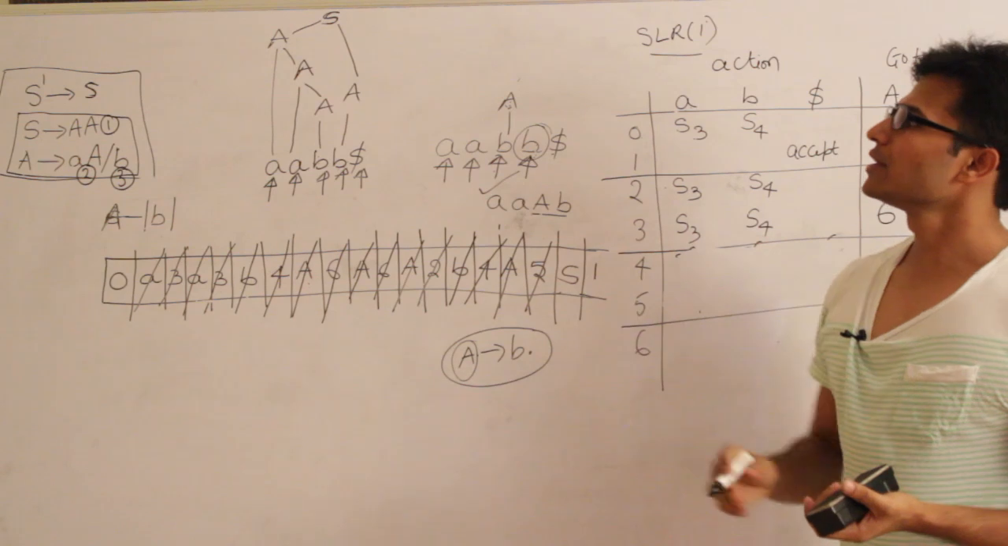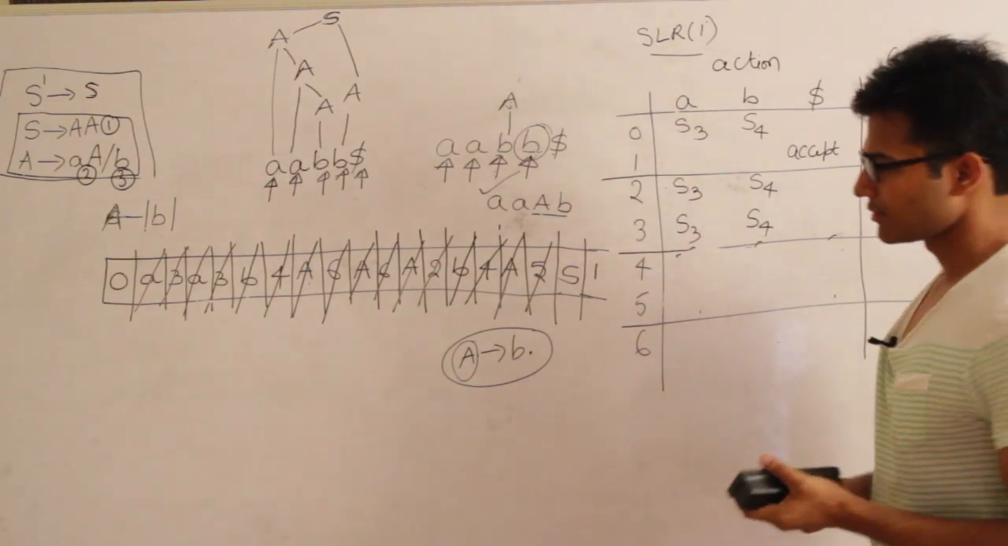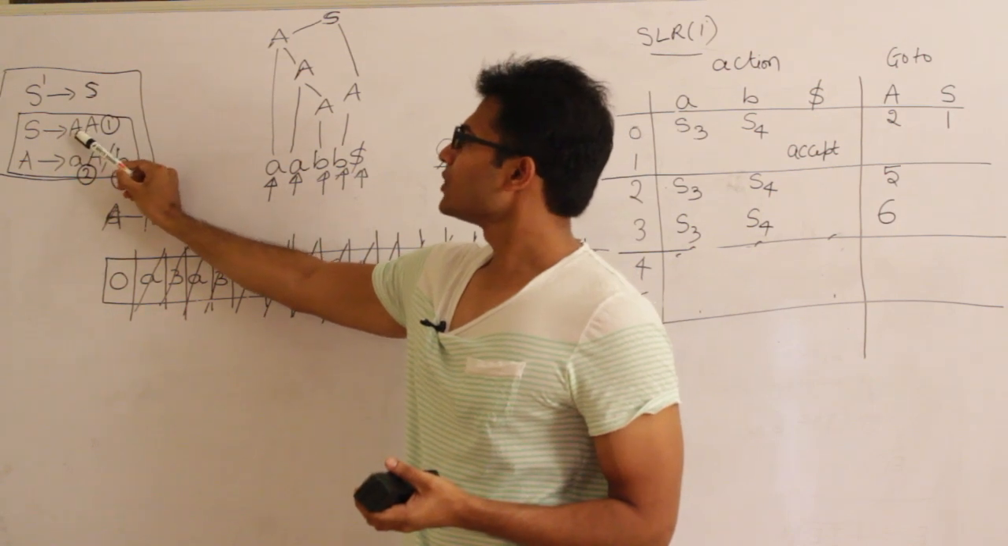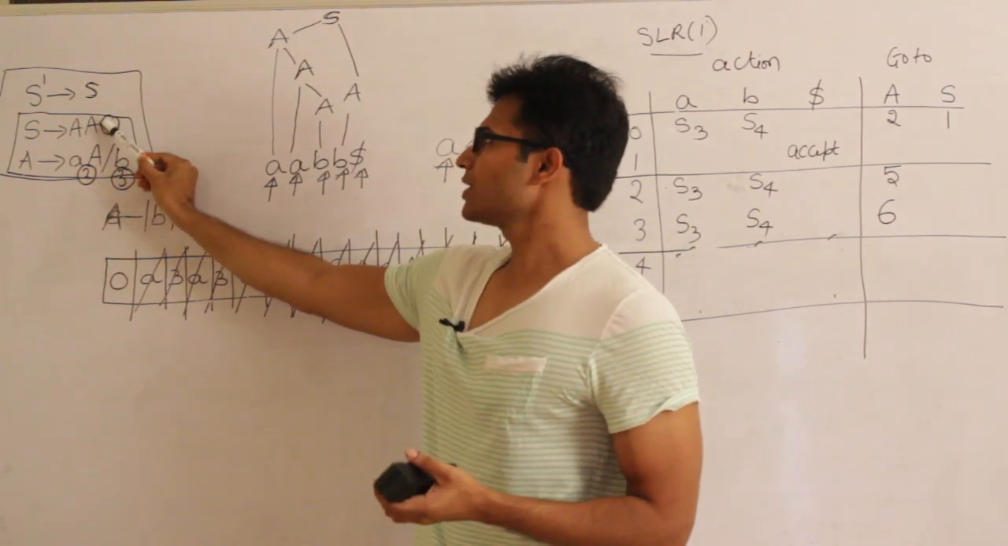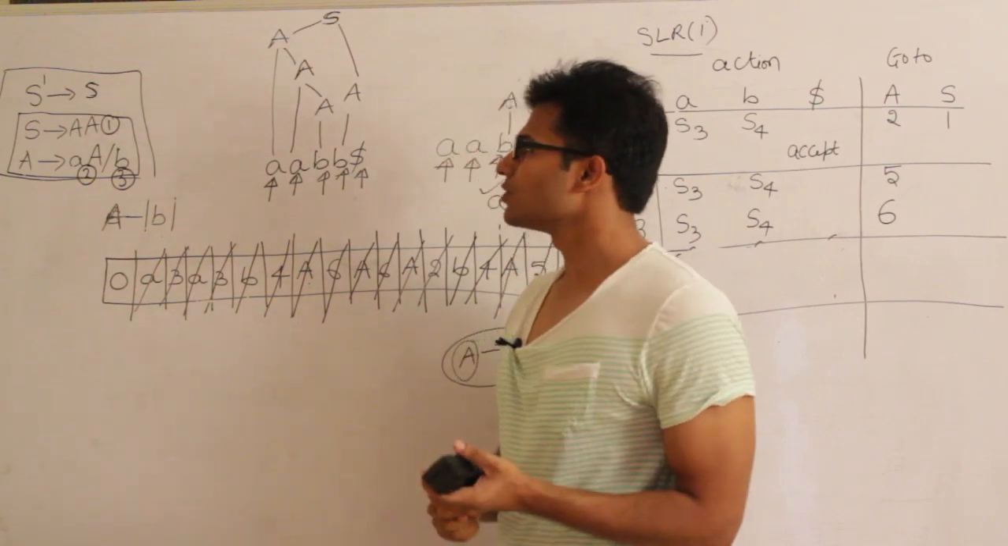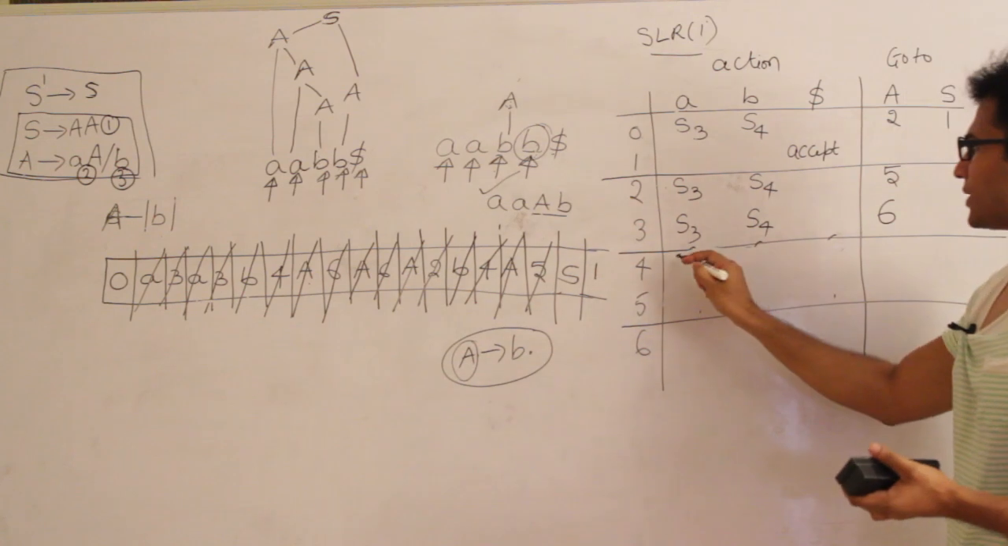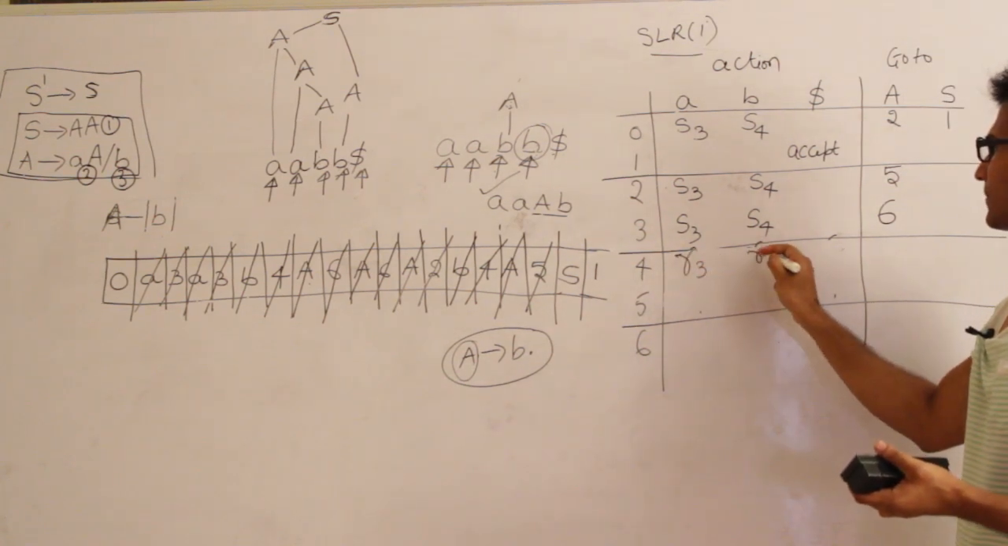What is follow of A there? Follow of A is first of A as well as follow of S. What is follow of S? Dollar. What is first of A? B. Therefore we are going to place this in R3.